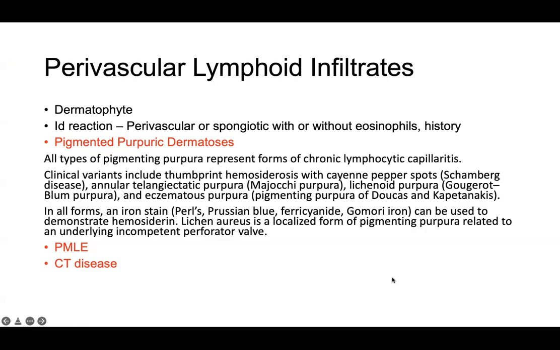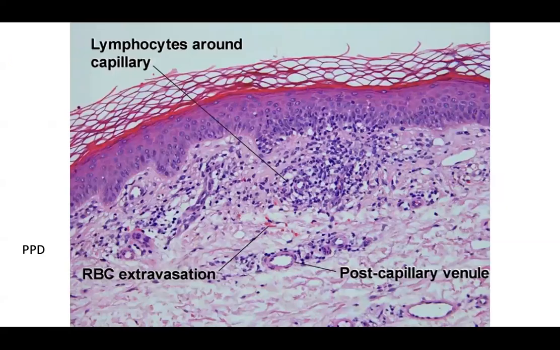Connective tissue disease, of course, can lead to superficial and deep perivascular and periadnexal inflammation. Here's an example of pigmented purpuric dermatosis. All of the different subtypes typically look very similar in the respect of perivascular inflammation with foci of red blood cell extravasation. Again, postcapillary venules are small caliber vessels, so it's just this kind of capillaritis that's even smaller. It's lymphocytes around the capillary that you're going to see.